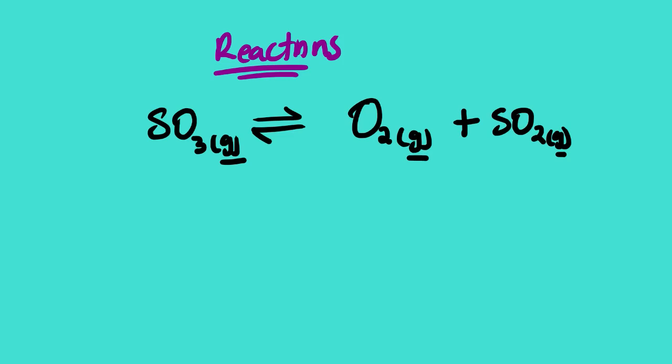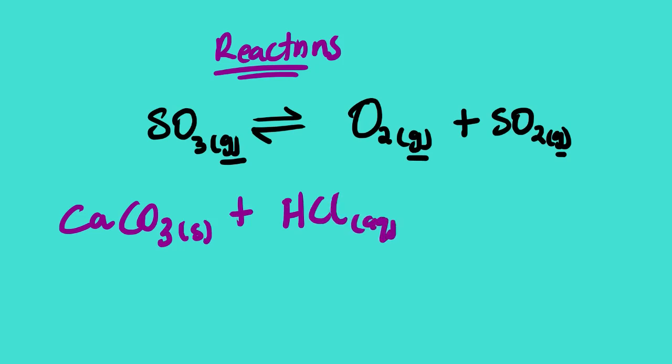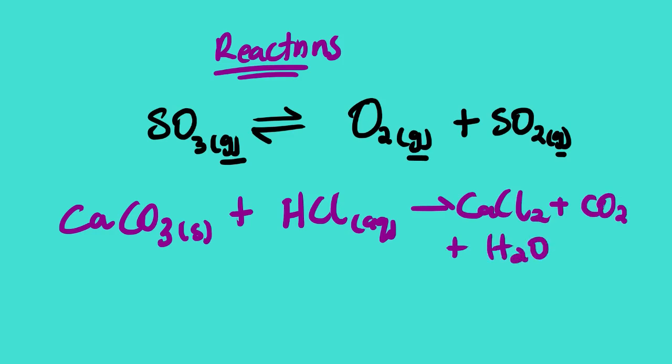And then for a heterogeneous reaction, we have substances which are not in the same phase. For example, this chemical reaction. This is in aqueous, this is in gas, and this is in liquid. You can see that the phases are not the same. So this will refer to a heterogeneous reaction.